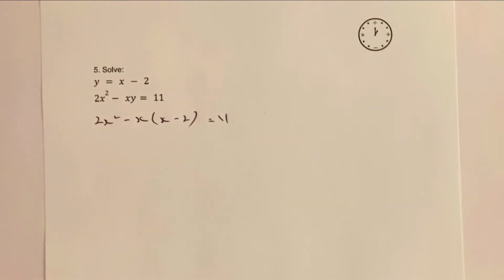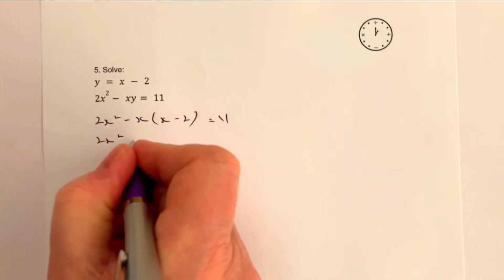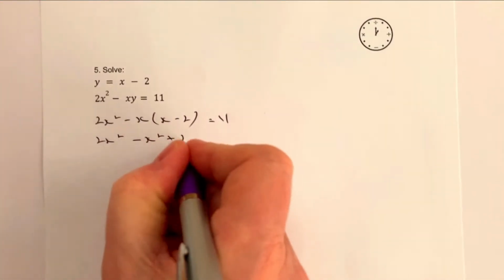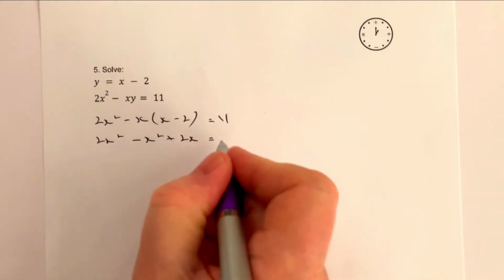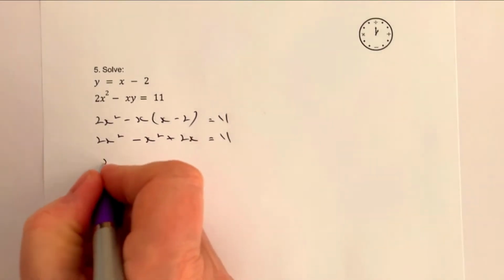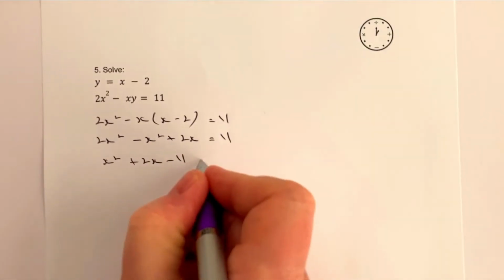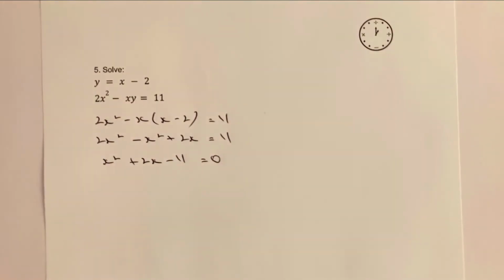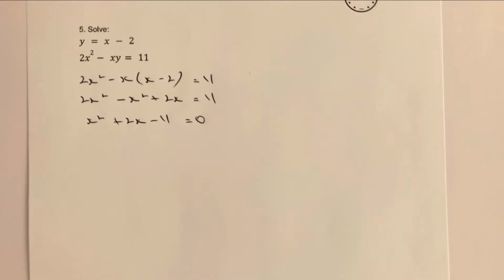Once you multiply all of that out, you should get 2x squared minus x squared plus 2x. Don't forget, a negative times a negative is a positive. That equals 11. I need to make that equal to 0 in order to factorize. So therefore, I've got x squared plus 2x minus 11 equals 0. And that would be something that I can't factorize easily. So guess what? Yet again, I'm going to use the quadratic formula.